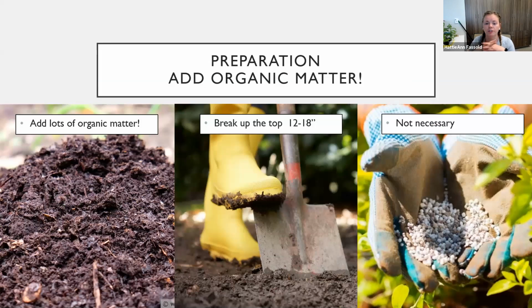So first is preparation. Adding organic matter is very important. If you're planting in the ground or in a raised bed, you'll want to make sure you have a really good soil that has a lot of nutrients in it. A good commercial blend, I think is what I said. If you're planting in the ground, you want to add a lot of organic matter, make sure it gets mixed in, and make sure you have good drainage and airflow through your soil. So you want to break up the top 12 to 18 inches. As far as fertilization goes, when it's in the ground, it's not needed as much. Not really necessary, especially with adding the organic matter, because you're getting a lot of nutrients from that.